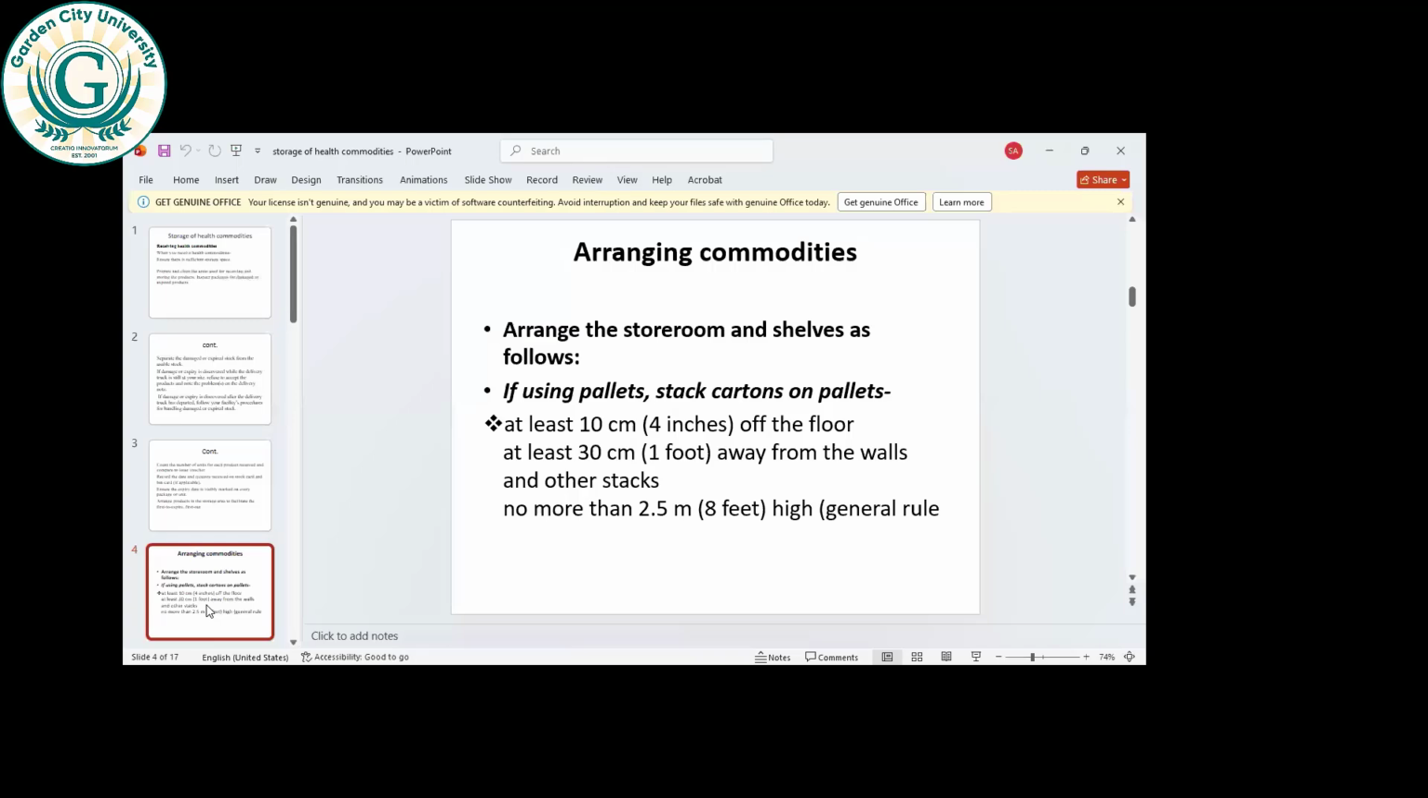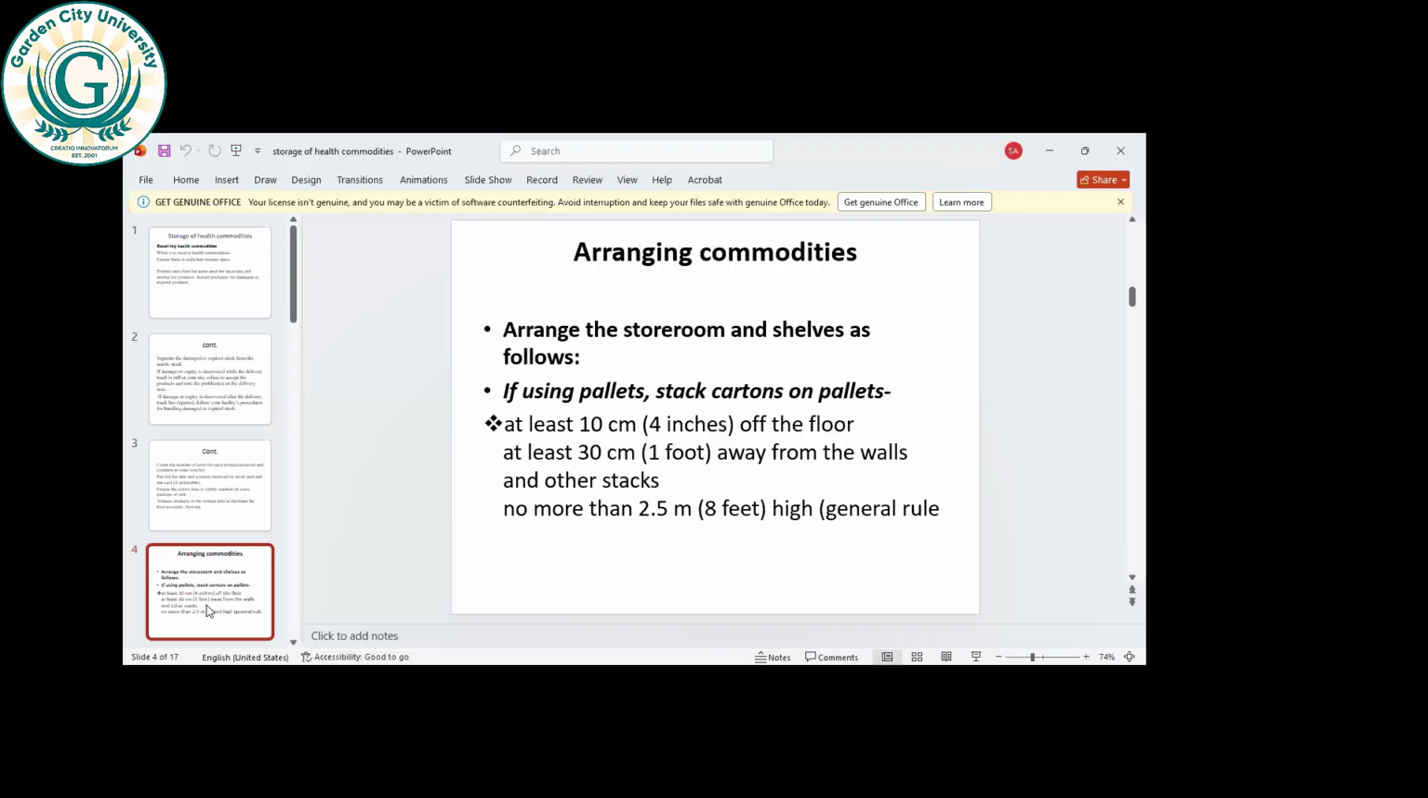It means that cartons or boxes should not touch the wall. They should be away for ventilation. And in terms of height, you shouldn't store them too high. It shouldn't be more than 2.5 meters or 8 feet. It shouldn't go too far up.